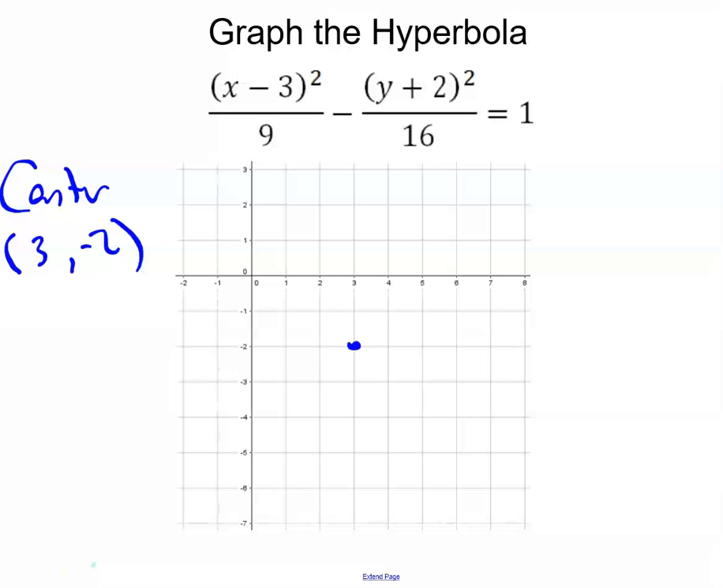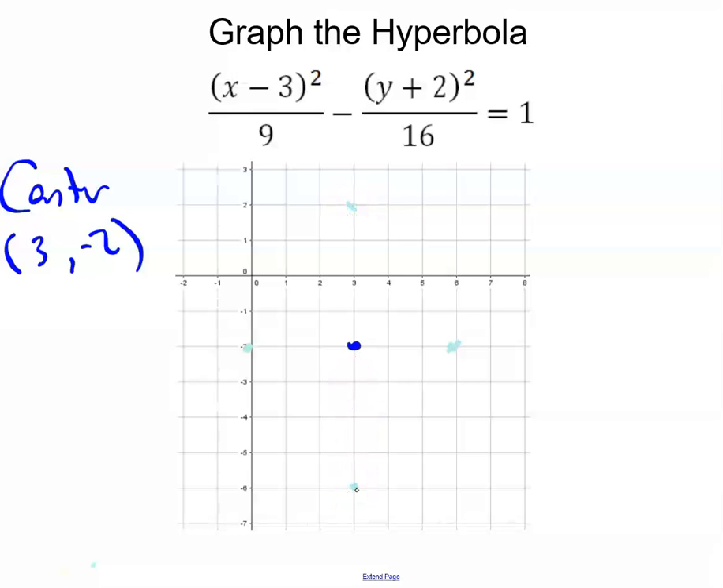Now, in order to find those, we start the same way we start with ellipses. So I look underneath my x's, and it's a 9, which is 3 squared. So I'm going to go to the left 3 and to the right 3. Then I look under the y's, which is 16, and that's 4 squared. So 1, 2, 3, 4. 1, 2, 3, 4.